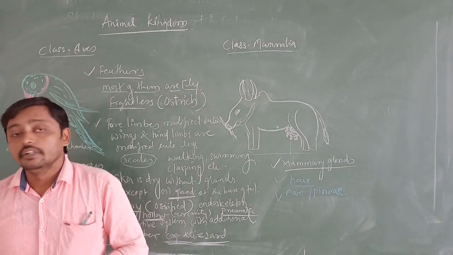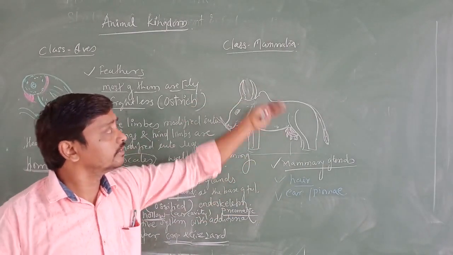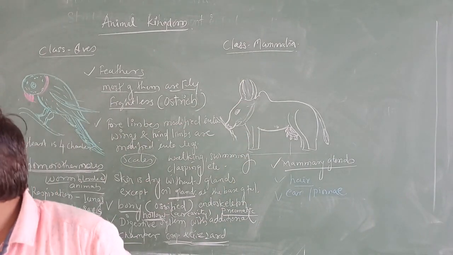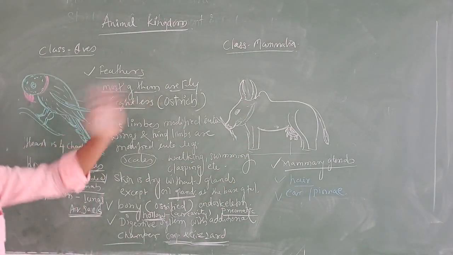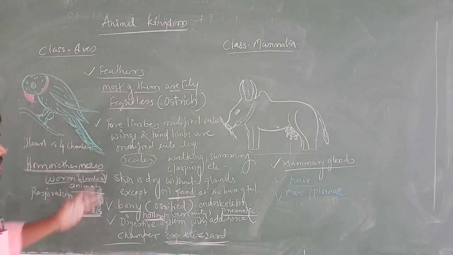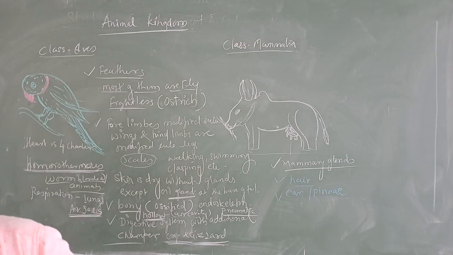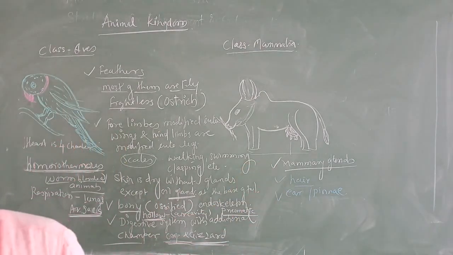And here, four-chambered heart, we are going to get the four-chambered heart. Four-chambered heart is present in mammals. Then we are going to study about what? Again, these are also homeothermous animals, warm-blooded animals. They can regulate their body temperature. Then respiration through the lungs. That is again same.